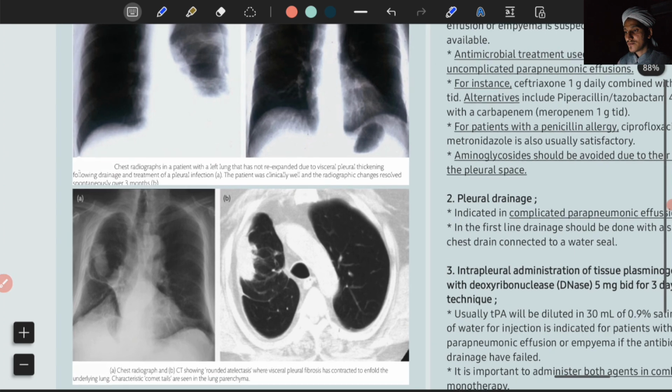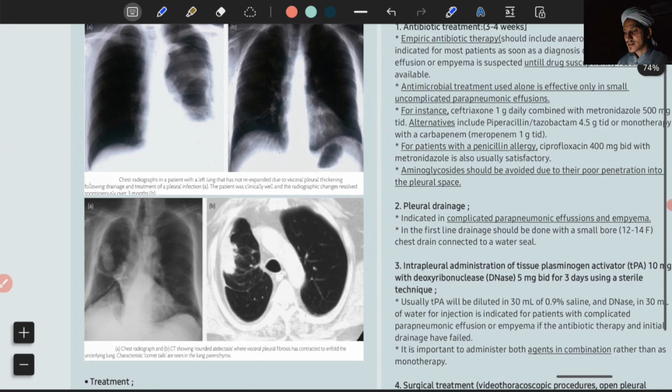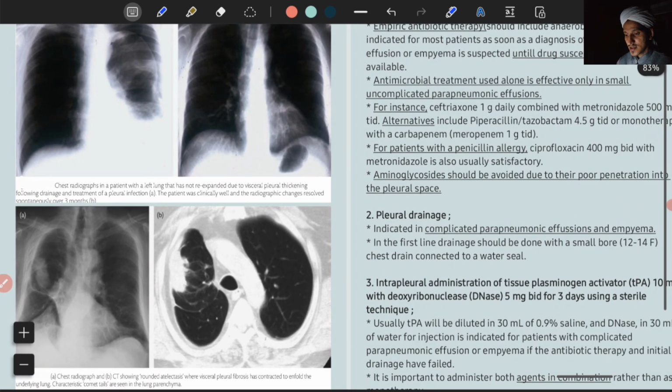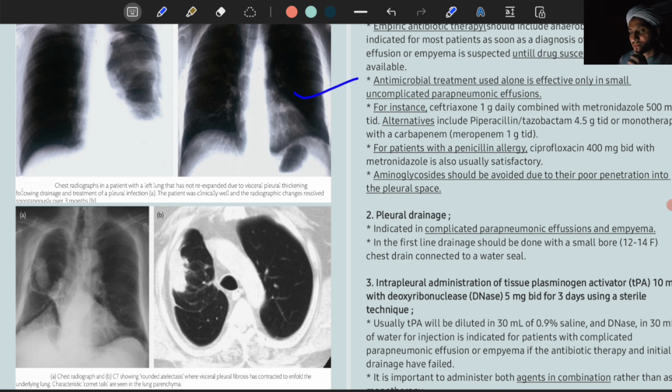These are some pictures of fibrothorax. This is a chest X-ray. The left lung has not re-expanded due to visceral pleural thickening. Here it is not expanded, because of the thickening of the visceral pleura. The lung is not expanded. The patient was clinically well and the radiographic changes resolved spontaneously over 3 months.